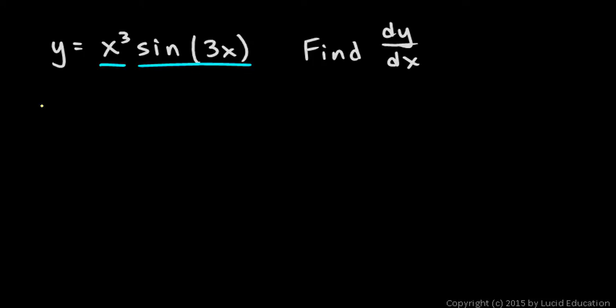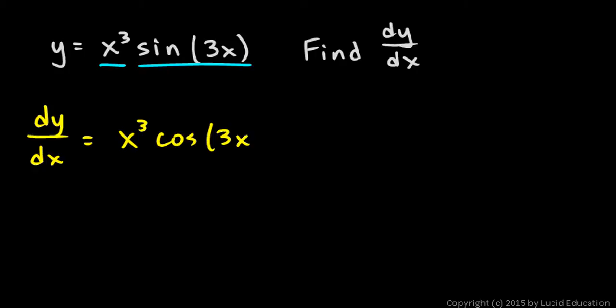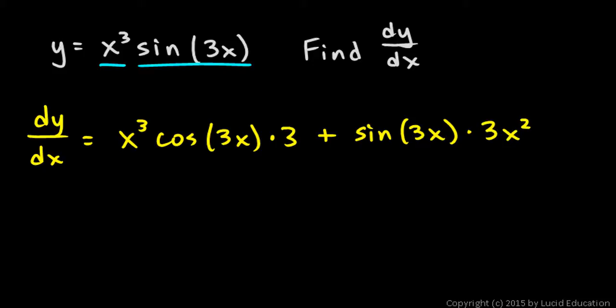So here's the solution. dy/dx will equal the derivative of a product. And so I will do the first times the derivative of the second plus the second times the derivative of the first. So the first is x cubed. Then the derivative of the second is cosine 3x times 3 by the chain rule, plus the second, which is sine 3x, times the derivative of the first, which is 3x squared.